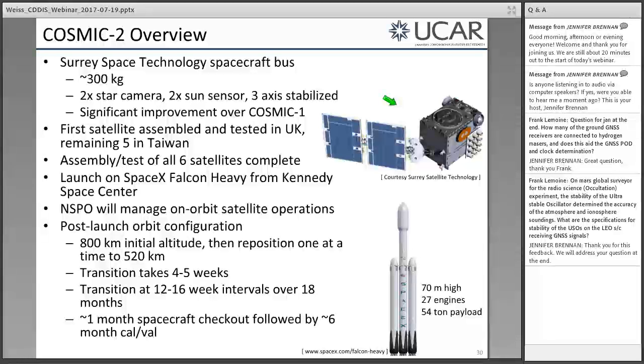The first satellite was assembled at Surrey in the UK, and the rest were assembled and of course tested in Taiwan at NSPO. The mission is launching on a Falcon Heavy rocket provided by SpaceX, and it'll be launching at Kennedy Space Center. The satellites will be dropped off at an altitude of 800 kilometers, and then every few weeks one of them will transition down to the operational altitude of 520 to 550 kilometers. And that actually, from beginning to end, will take about 18 months. And here we have a picture of the rocket.